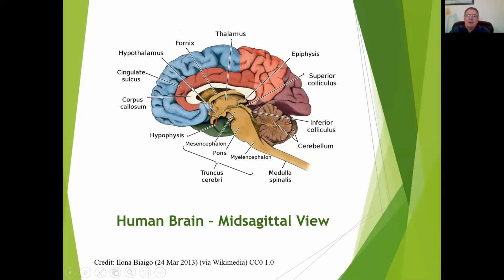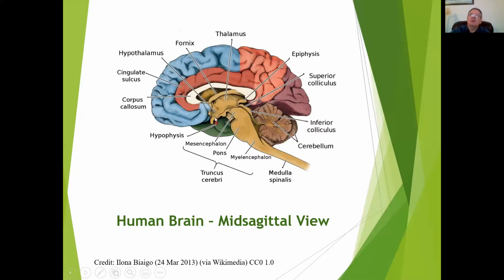Okay. So I already mentioned the brainstem here. You have the midbrain here, also known as the mesencephalon. The pons, and the myelencephalon is the medulla. The medulla spinalis is the spinal cord. You have the superior and inferior colliculi, and they play an important role in controlling saccadic eye movements and hearing, respectively.